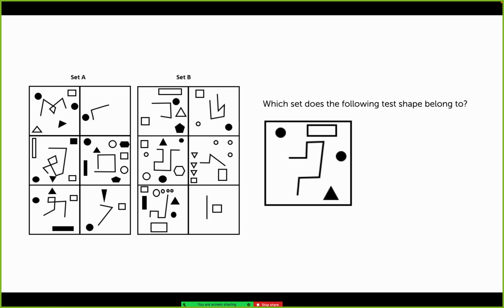Okay. So first I see the lines at the center. If I count that: one, two, three, four, five, six... nine, 10. Seems to be even. And then one, two, three, one, two, three, four, five. Maybe an odd number of lines in set B in the center.